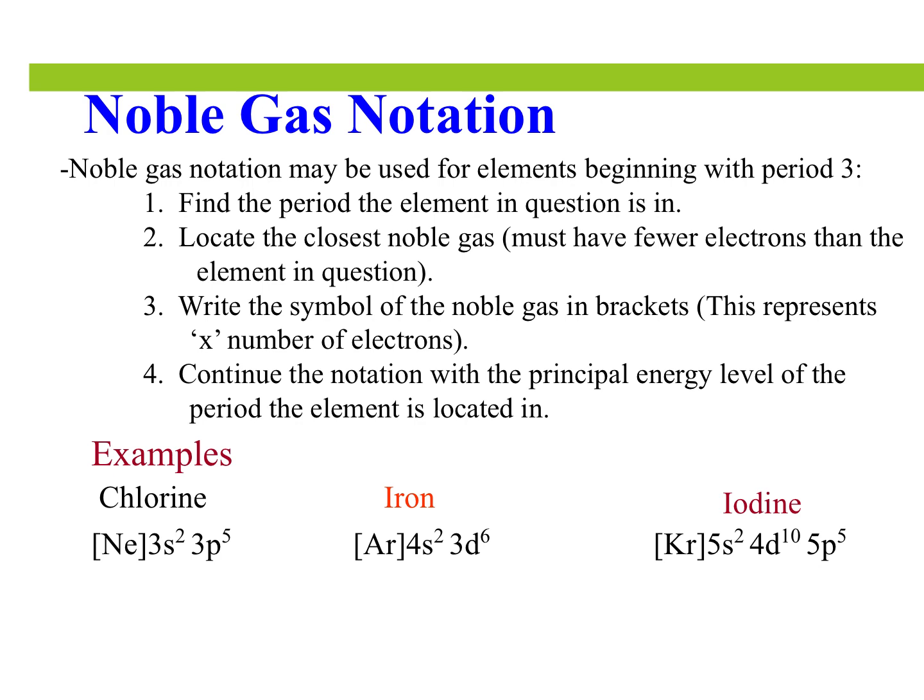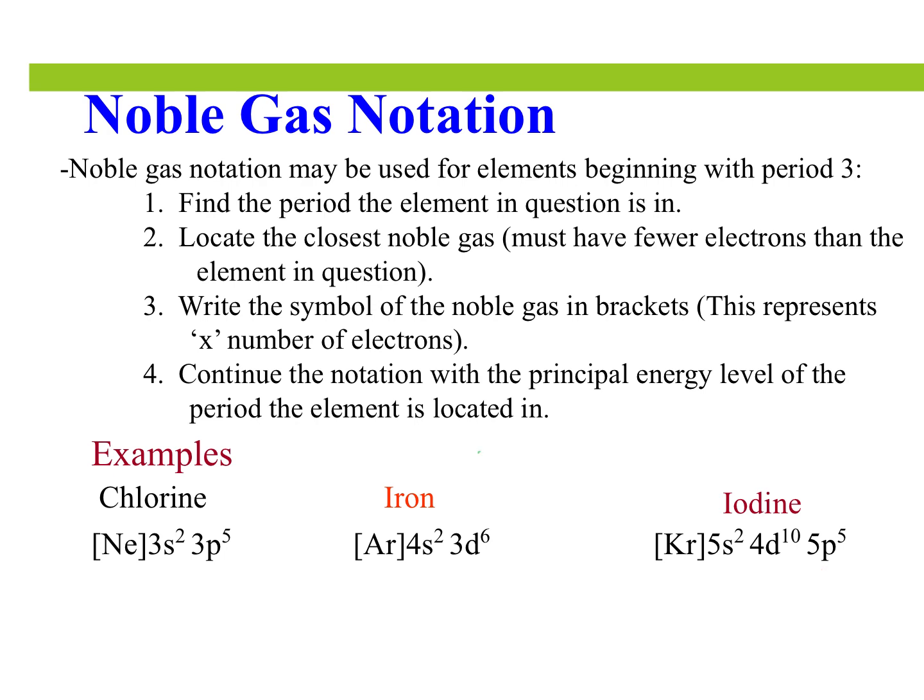All right, my last example is iodine. If we find iodine on the periodic table, the closest noble gas that comes before it is krypton. So krypton goes in brackets, and then we pick up the electron configuration from there. After krypton, we have 5s2, 4d10, 5p5.